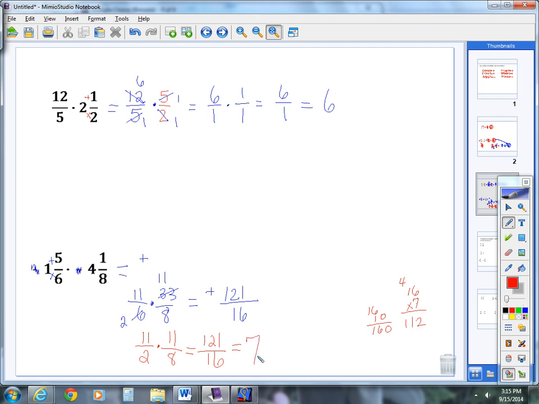So we know that 16 goes into 121 7 whole times, with how many left over? Well, we need 8 to get to 120, one more. So that gives us 9 over 16. And again, a negative times a negative is my positive answer, so I get positive 7 and 9/16.